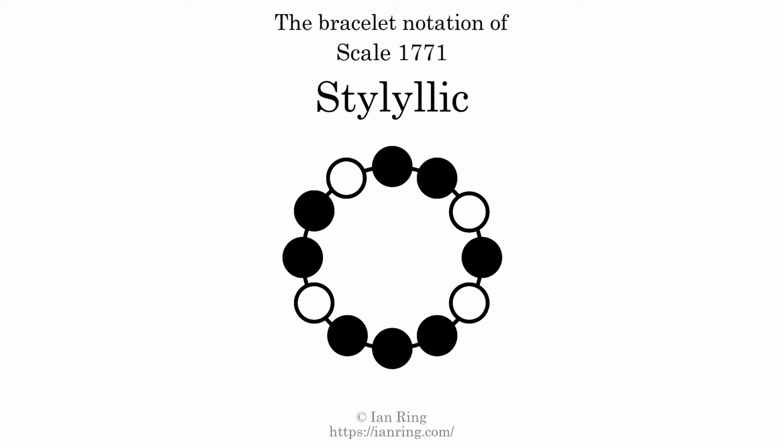This is a bracelet notation diagram of scale 1771. The shaded circles represent tones that appear in the scale, and they are read clockwise, starting at the top.